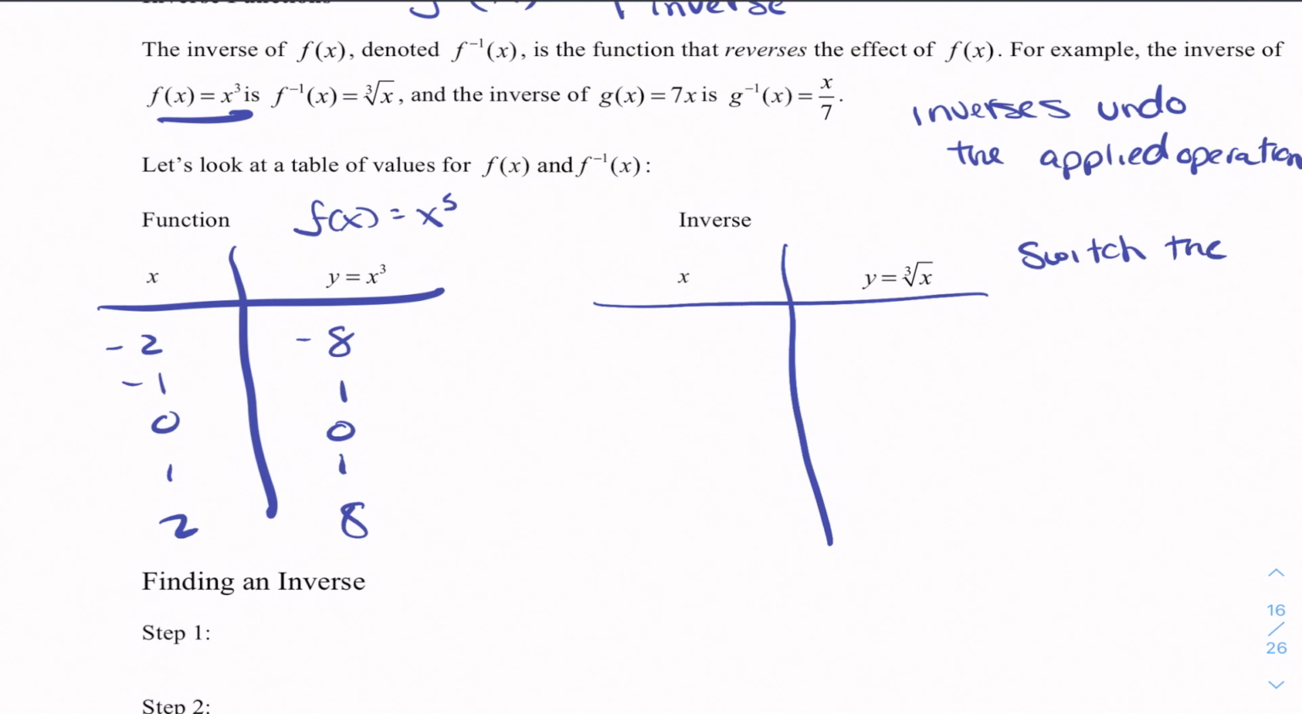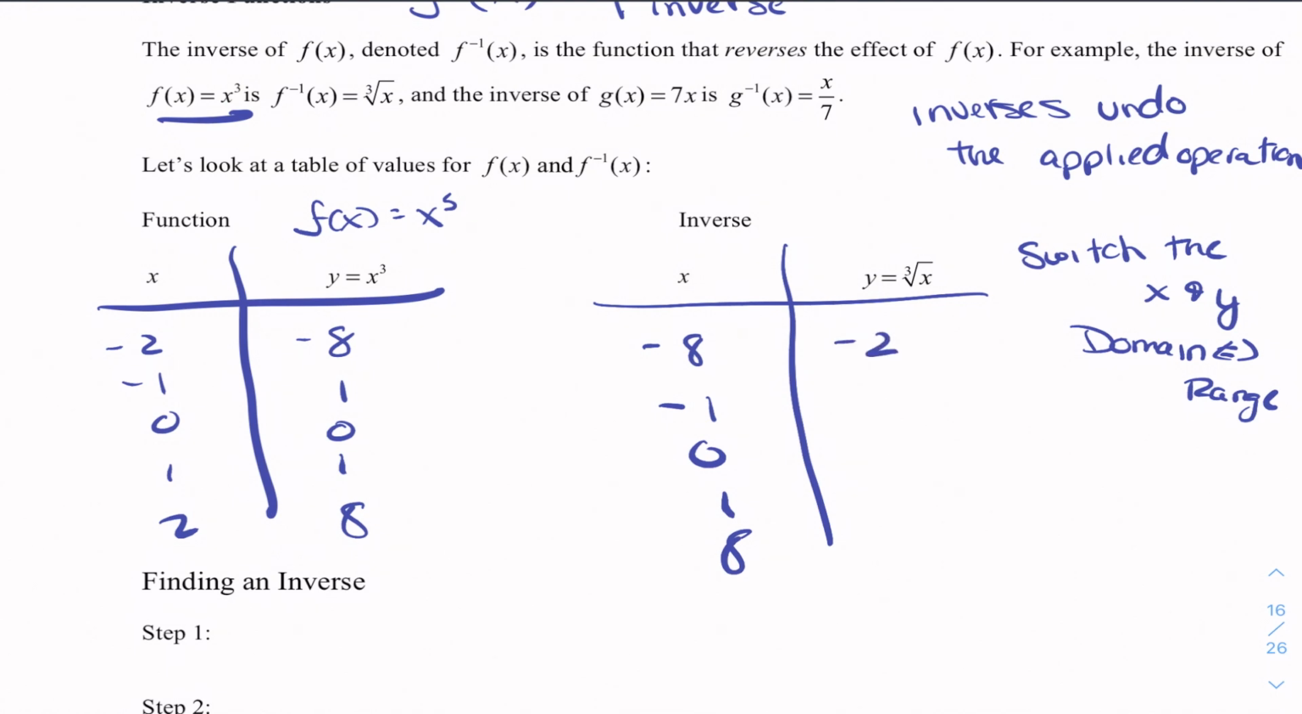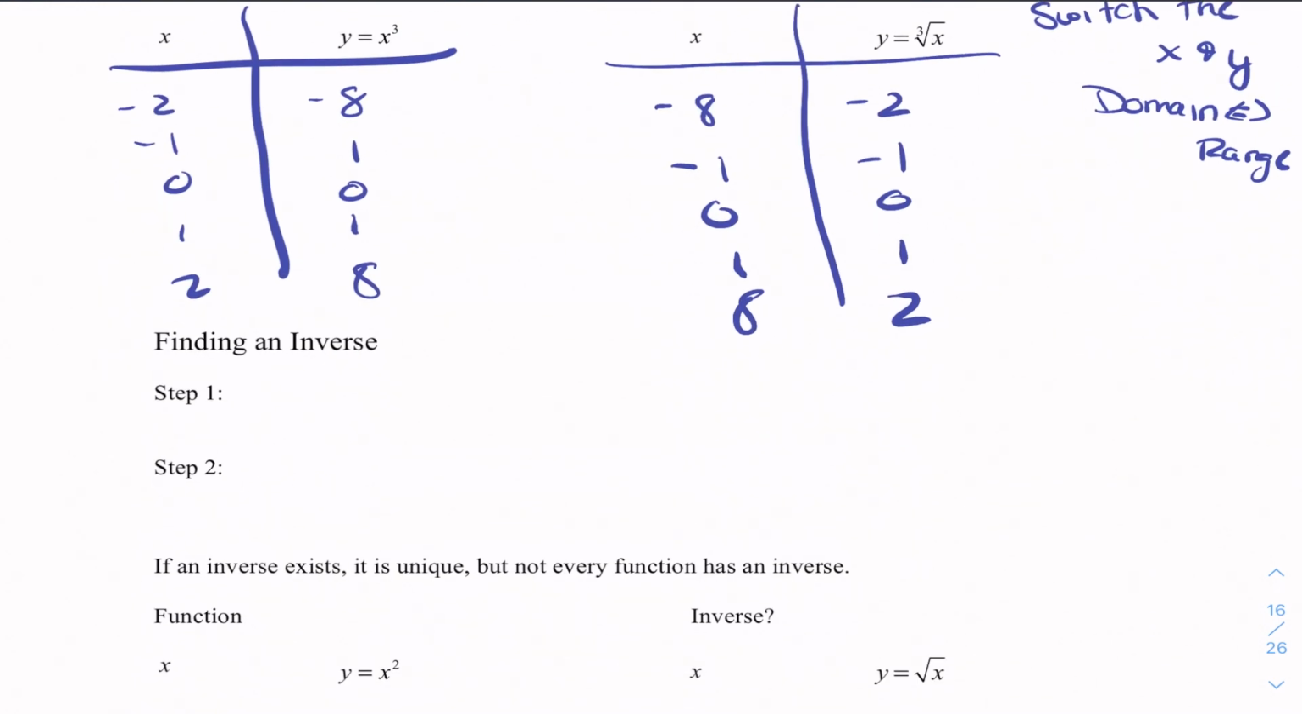the x and y. We're switching the inputs and the outputs, or the domain is swapped with the range, provided that it meets certain conditions. So all of the outputs that we just wrote down will be our inputs. So the cube root of -8 is -2, the cube root of -1 is -1, 0, the cube root of 1 is 1, and the cube root of 8 is 2. You can see how the x and y values are just swapped.